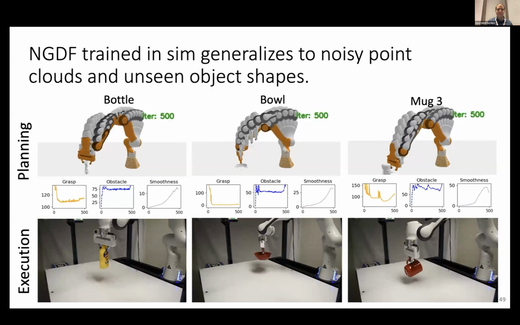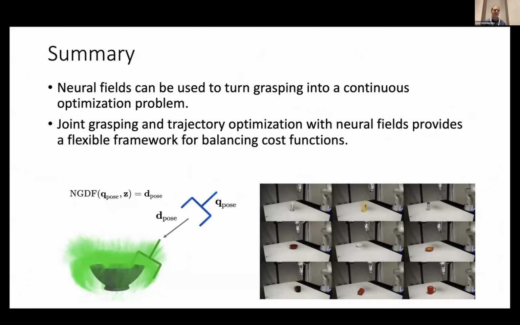Okay, so to summarize, we use neural fields to turn grasping into a continuous optimization problem. We use a joint grasping and trajectory optimization framework with neural fields to balance these different cost functions of grasping, smoothness, and collision cost.